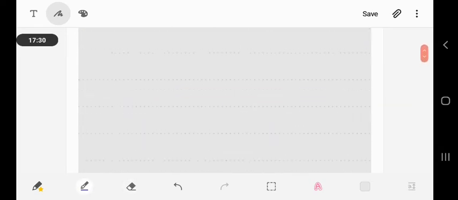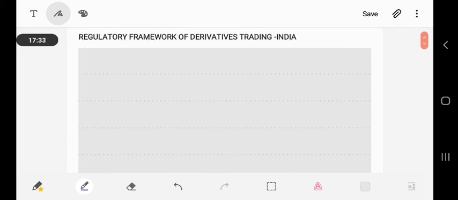Now let us now understand the structure of derivatives market. The derivatives market in India can be broadly categorized into two.